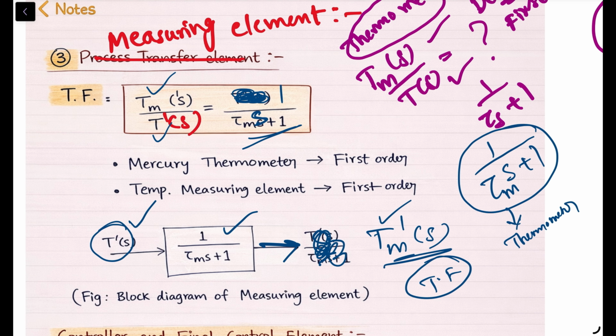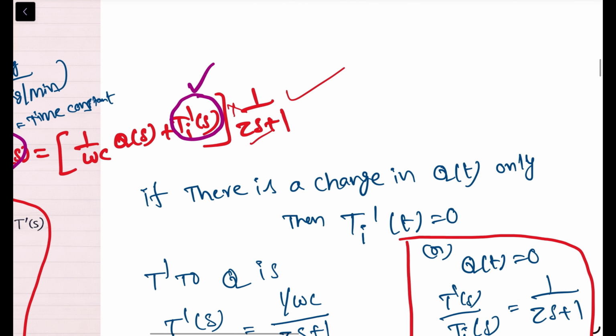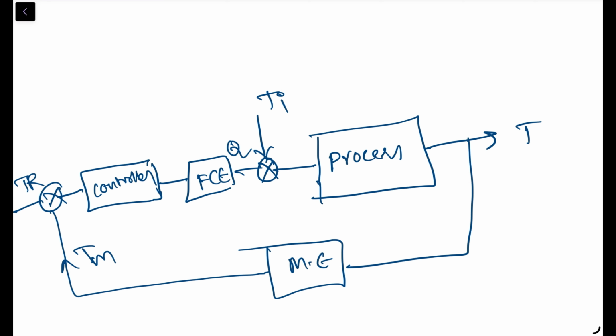So now what have we obtained? Till now we have obtained the transfer function for the process and the measuring element. Next, we will derive the transfer function for the controller and final control element.